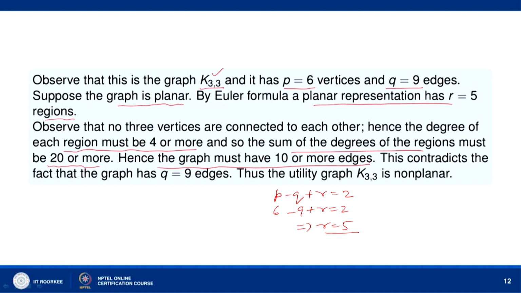We have seen that the sum of the degrees of the regions is equal to twice the number of edges. So, if the sum of the degrees of the regions is 20 or more, then the number of edges must be 10 or more. And what we have here, the number of edges is only 9. So, there is a contradiction, and therefore, the utility graph K33 is non-planar.